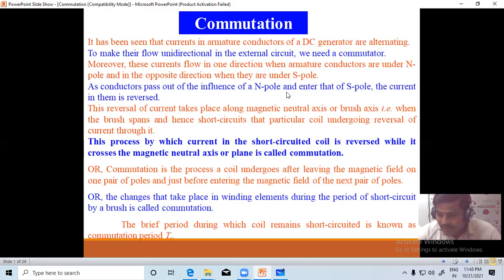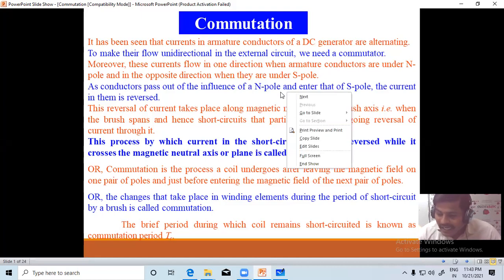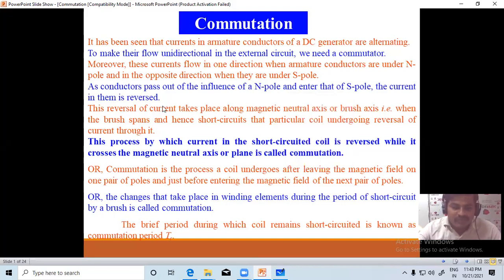And do you know that this armature current will always flow from the negative brush to the positive brush? It will always be towards the positive brush. So this reversal of current is nothing but commutation.